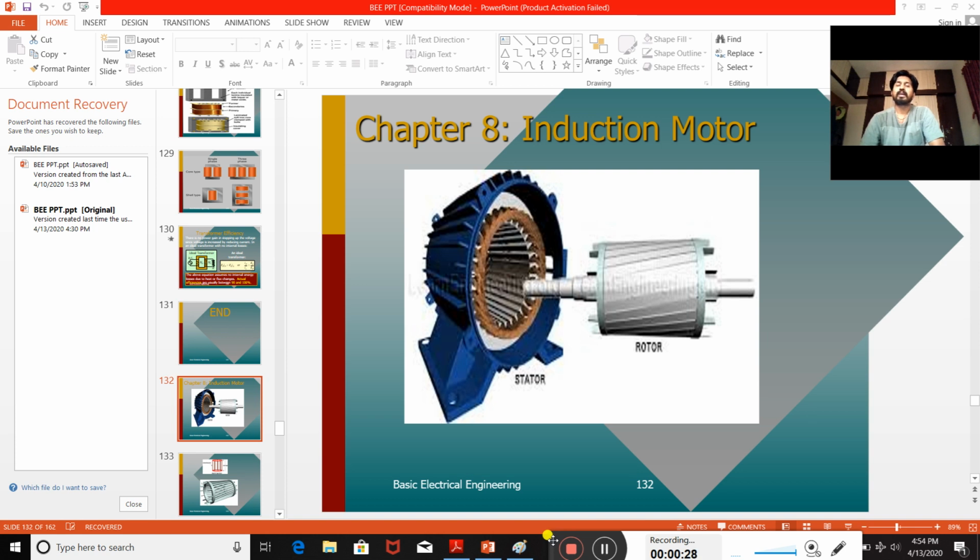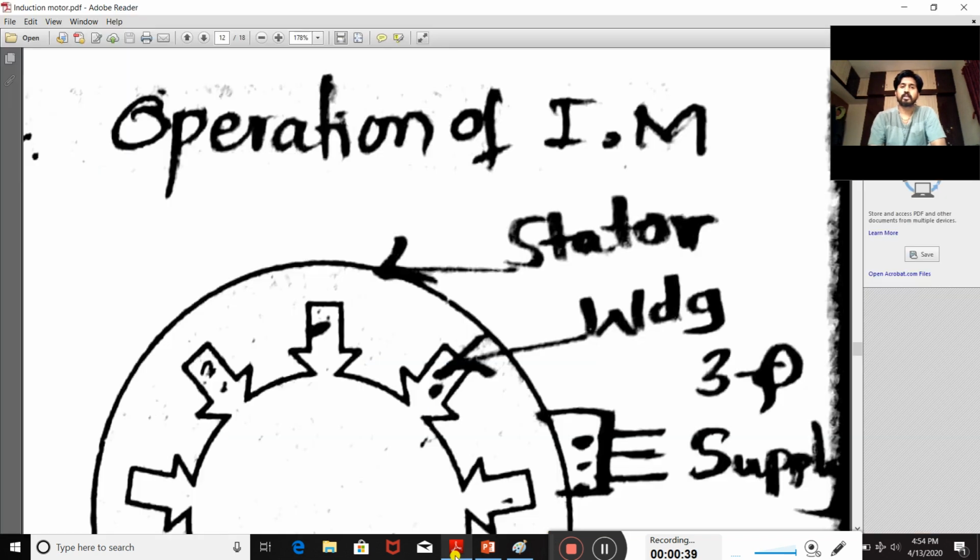Magnetic field. Definitely that concept will help you to understand the operation of three-phase induction motor. Now let me begin with the concept.